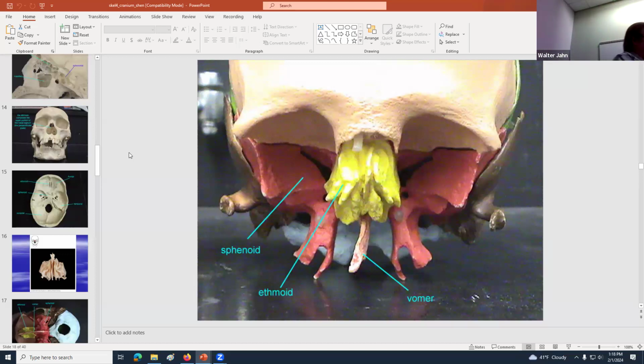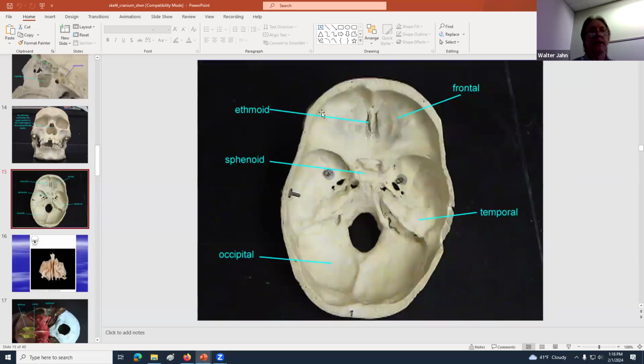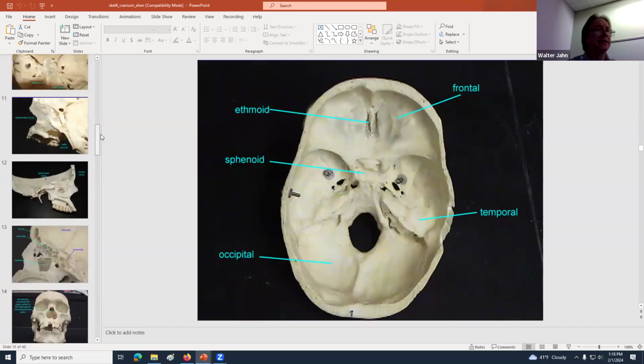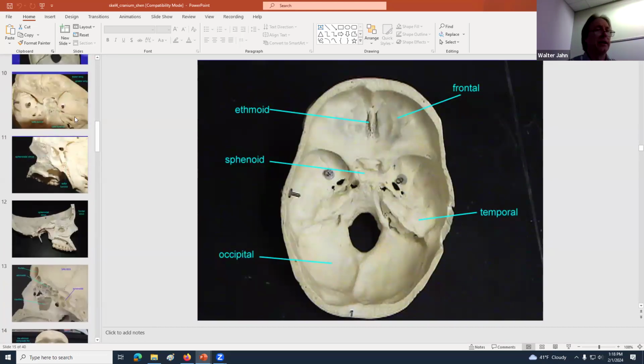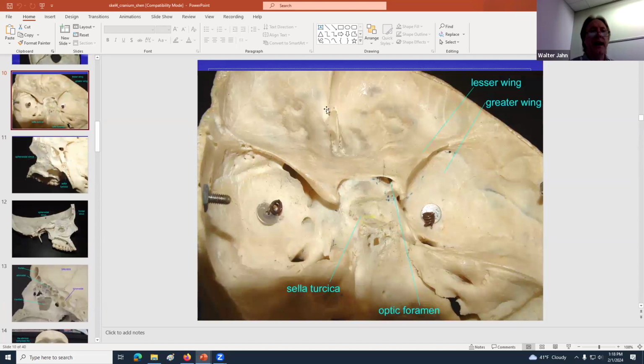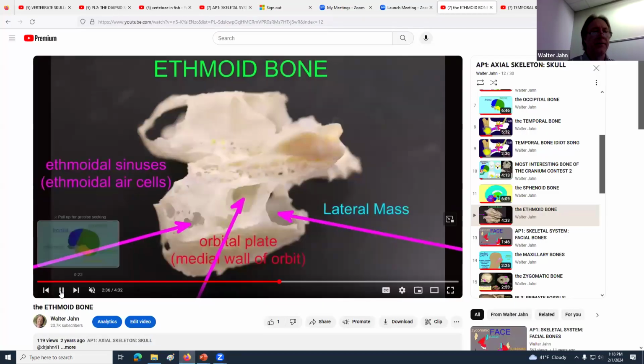Or the easiest way: this is the frontal bone, this is the frontal bone, but this little part in between them, that's ethmoid. So the ethmoid bone can be seen in the internal base of the skull. Right. So here's the sphenoid, and the ethmoid would be that area right in there.